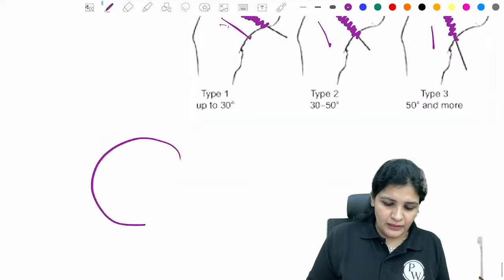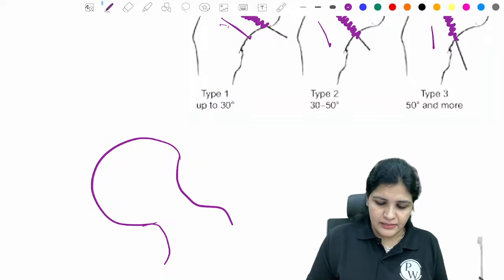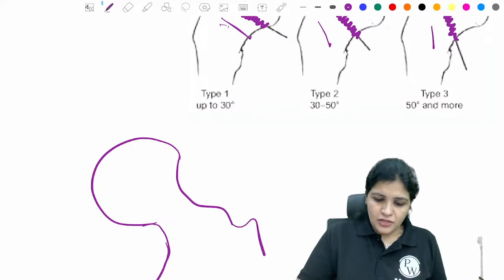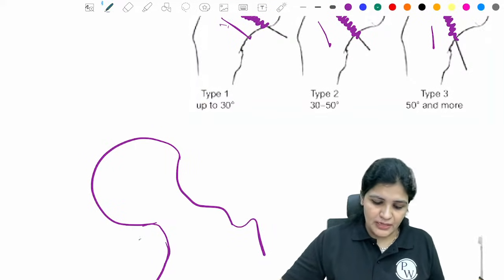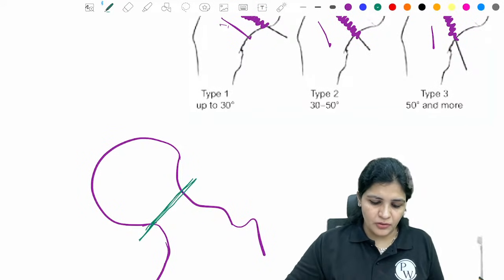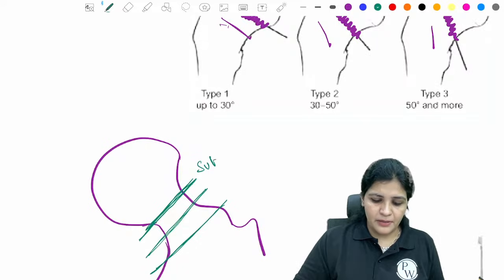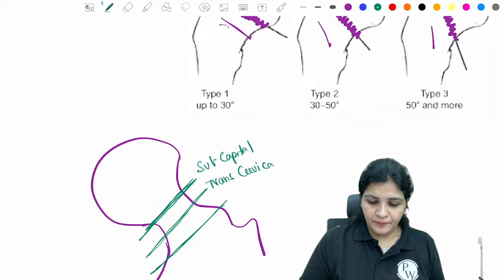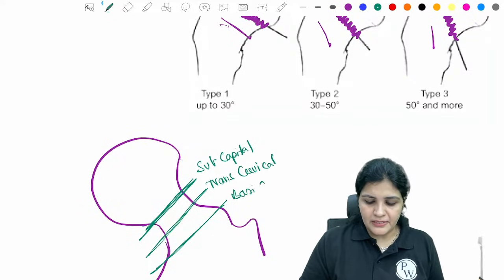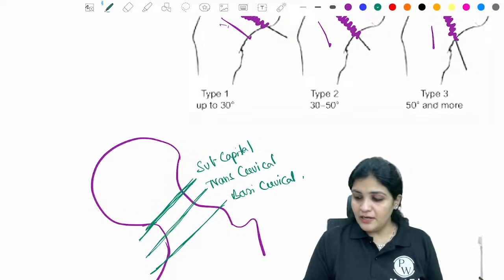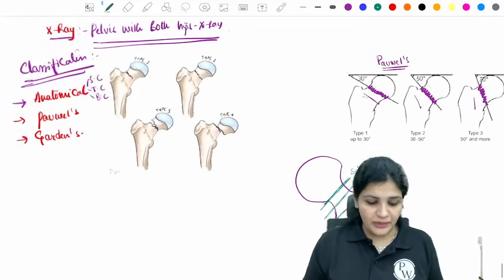This is the head, this is the neck. Here we have subcapital just below the head, transcervical exactly in the middle of the neck, and this is the basicervical. Subcapital, transcervical, basicervical. So these are the anatomical classification.